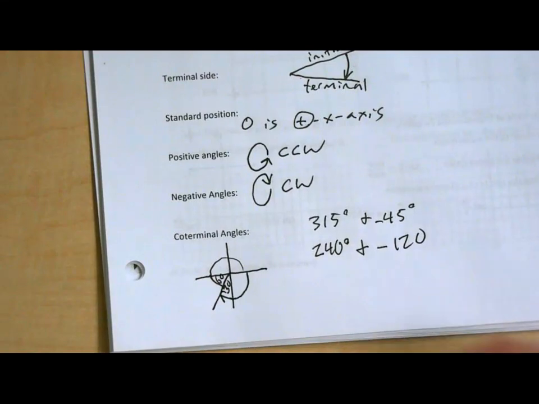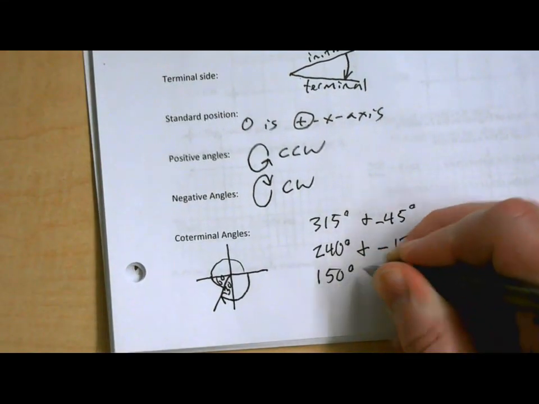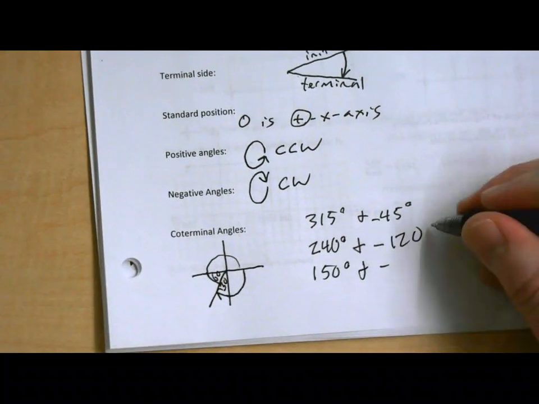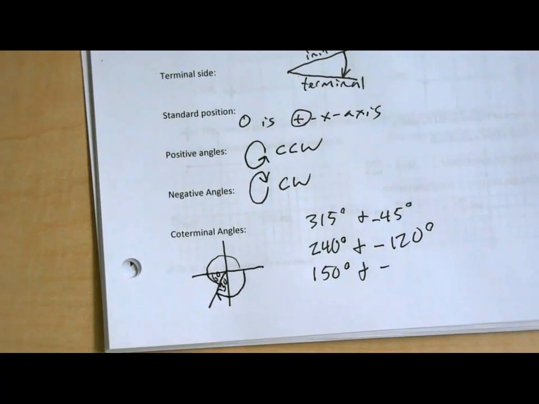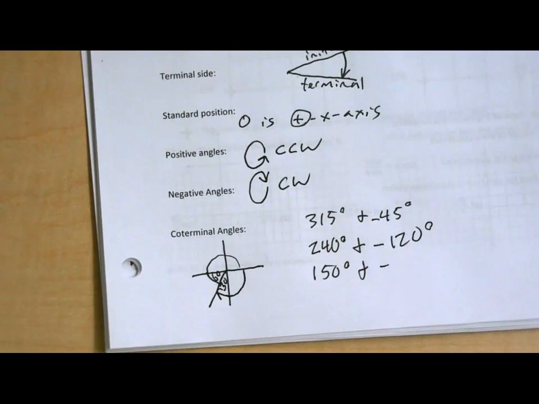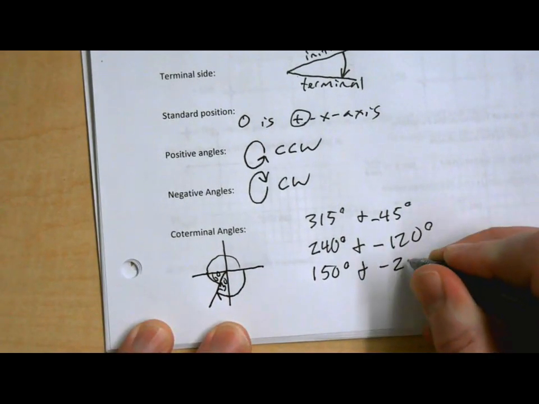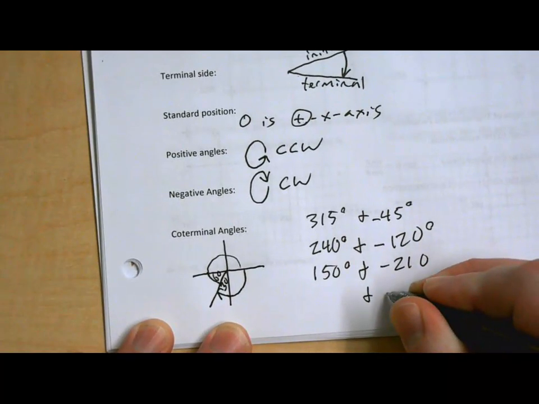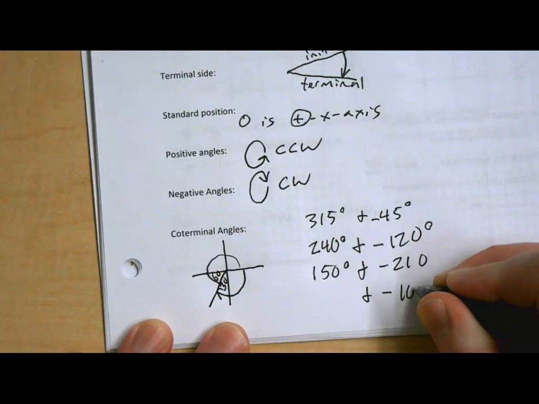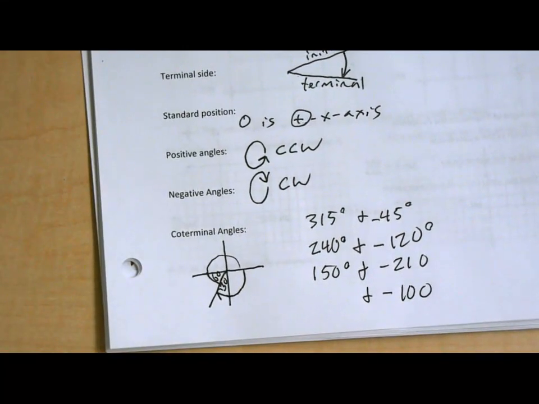Let's try another one. If I told you I had an angle of 150 degrees, could you give me a negative coterminal angle for that? We got it? What would it be? Negative 210. Nice. One more. Let me give you the negative one this time. How about negative 100? Could you tell me the positive coterminal angle for negative 100?